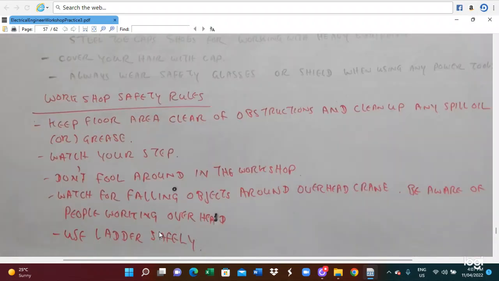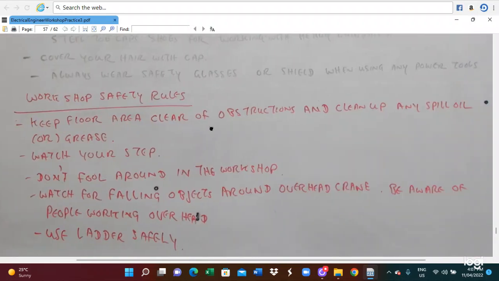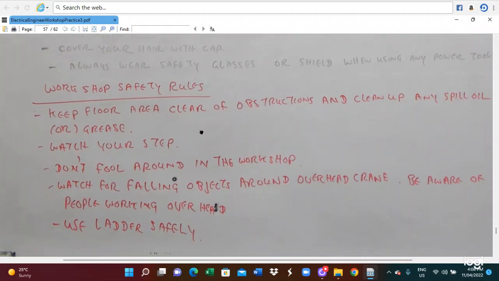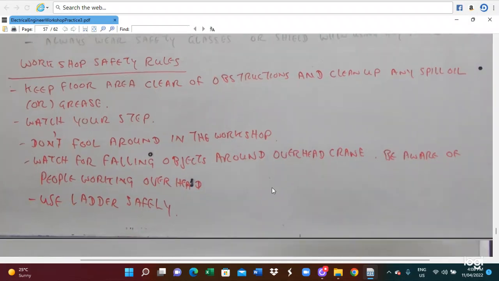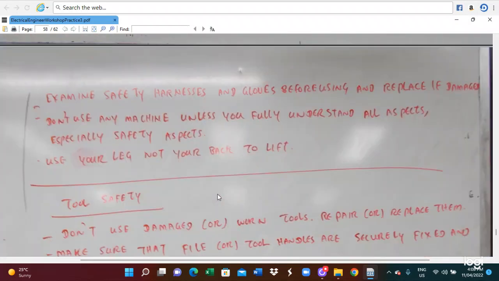Workshop safety rules are: keep the floor area clear of obstructions and clean up any spills or grease. Watch your step. Don't fool around in the workshop. Watch for falling objects around the overhead crane. Be aware of people walking overhead. Use a ladder safely. Those are important for workshop safety.